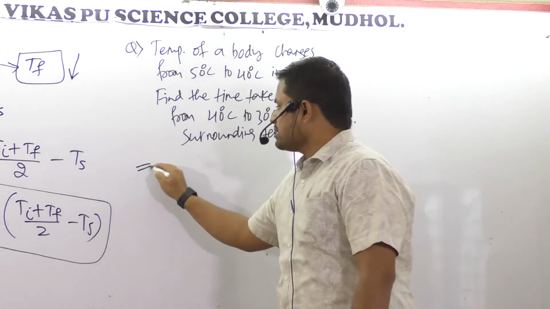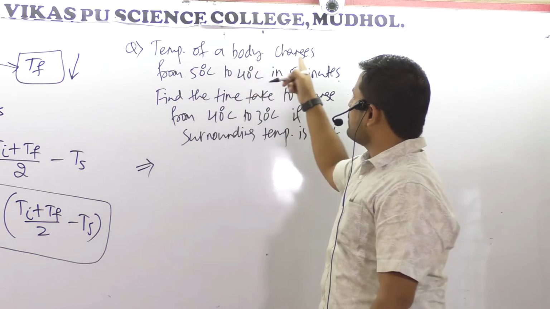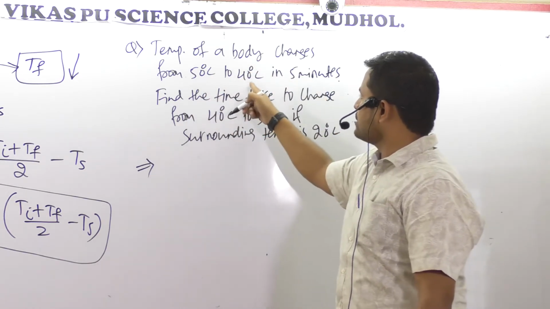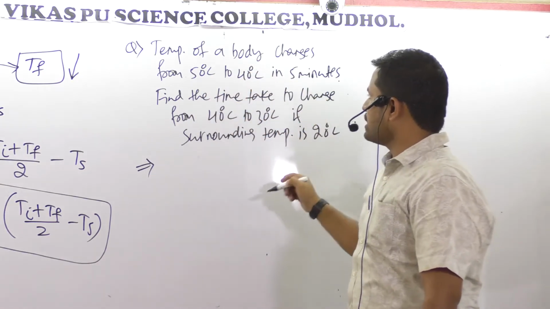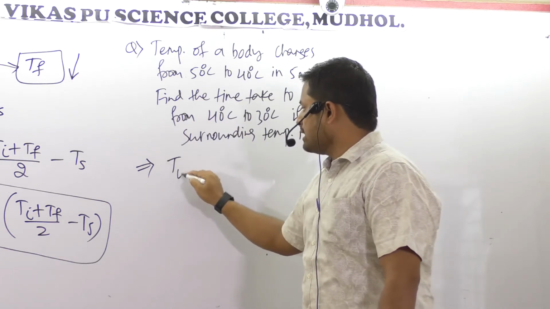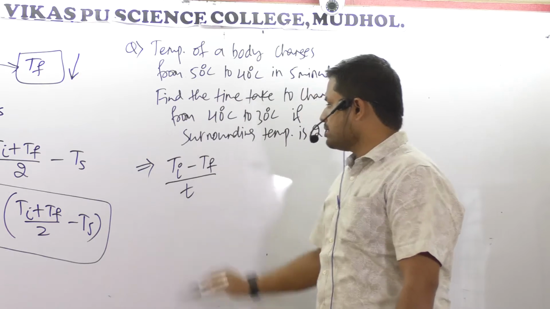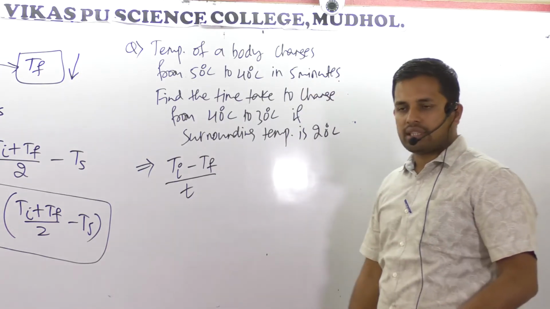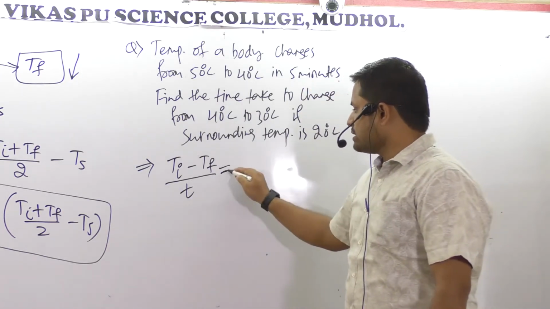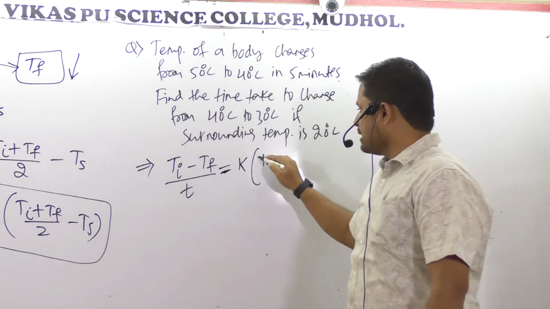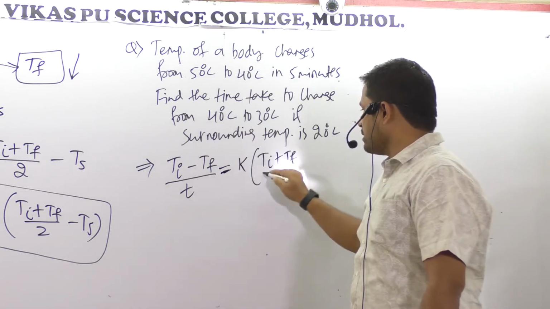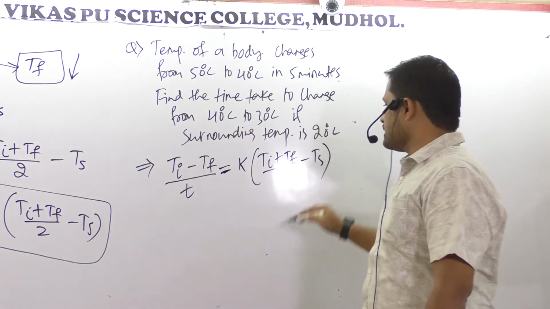So what is the first case? Temperature of a body changes from 50 degrees Celsius to 40 degrees Celsius in 5 minutes. So for the initial case, what is that? Initial temperature minus final temperature divided by time taken. This is known to you. Let us write it for the first case. So that is equal to, what is the formula? K bracket Ti plus Tf divided by 2 minus Ts. That is known to you.